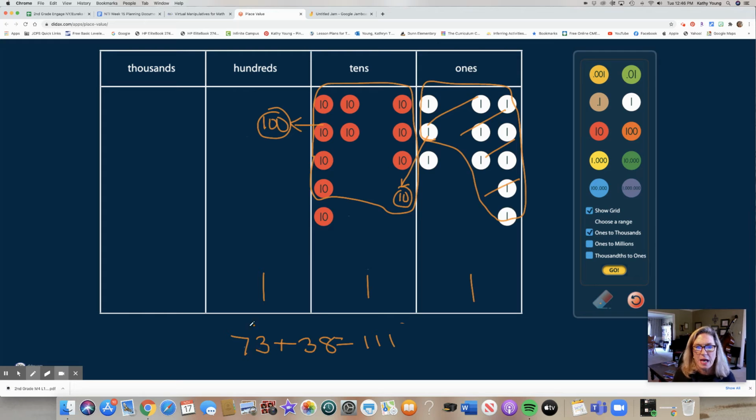Now, if you can see how it would be a problem if you started with the hundreds place, you wouldn't have 100. You would have counted up your tens. You would have had 10. And then you would have counted up your ones, and you wouldn't have been able to regroup those and bundle those. So always, always, always, no matter what, start with your ones place.